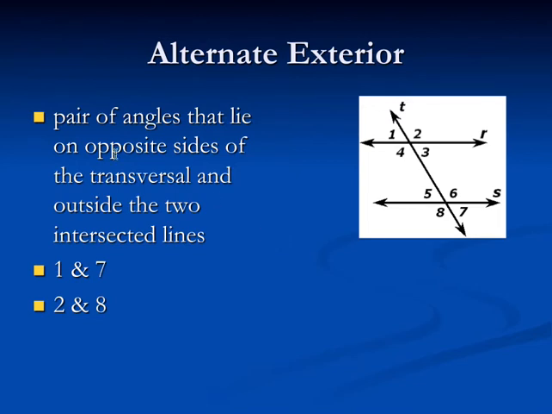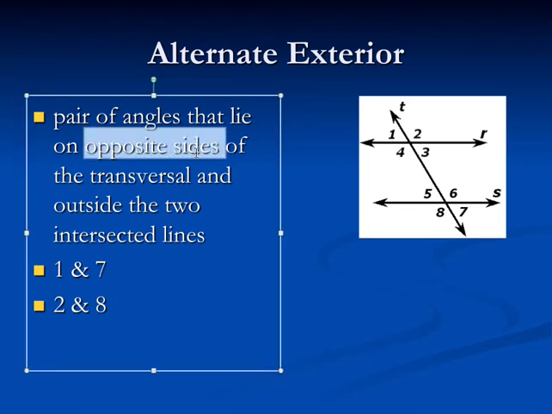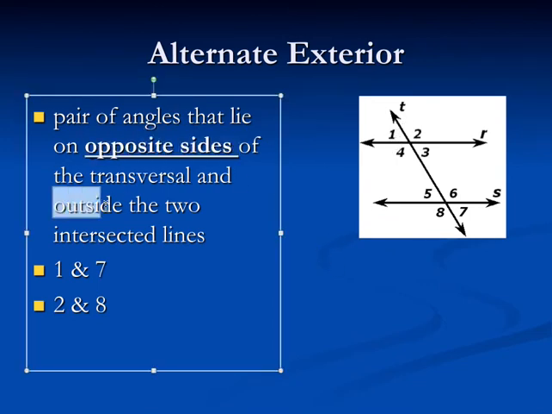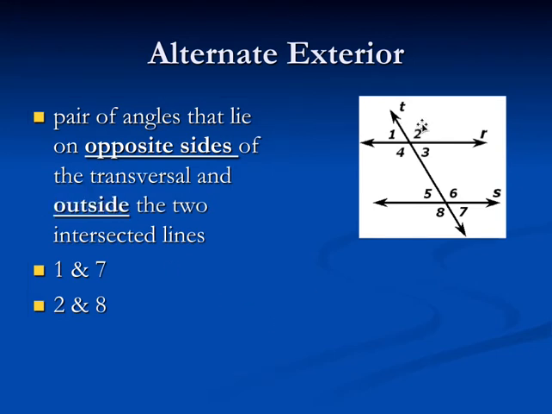Alternate exterior is pretty similar. Your angles are going to be on opposite sides of the transversal, and they're going to lie outside the two intersected lines. Remember that right here we have our exterior, and right here we have our exterior. So 7 would be paired with 1, and 8 would be paired with 2. You see how 2 is on the right side of the transversal, 8 is on the left side, and they're both located on the outside of the two lines being intersected.